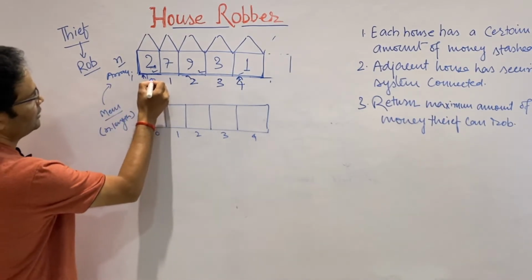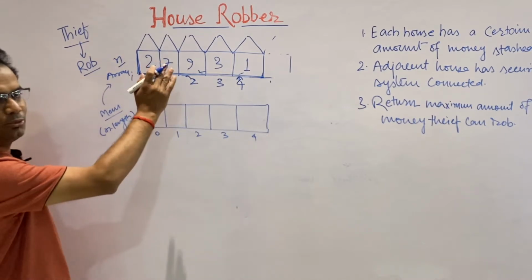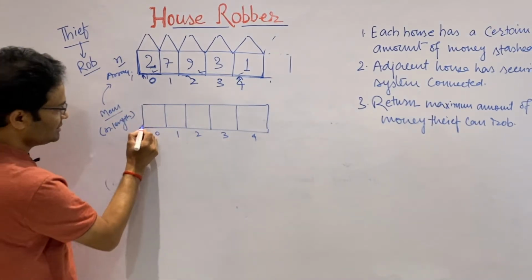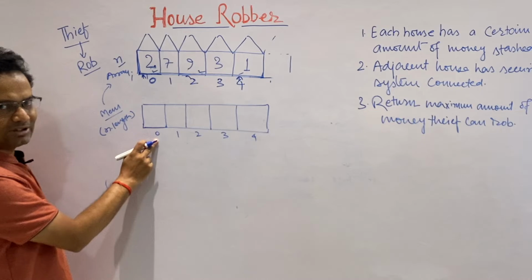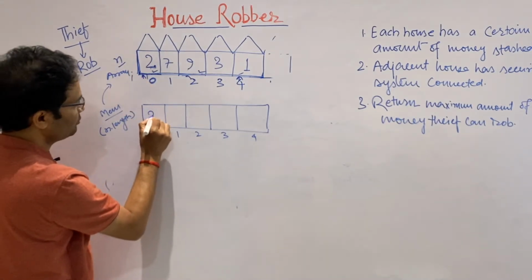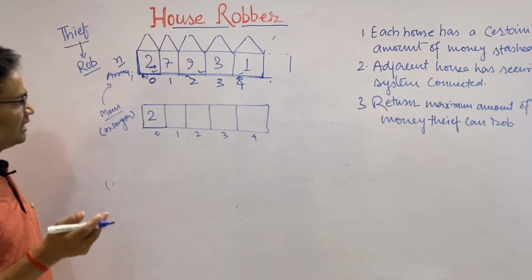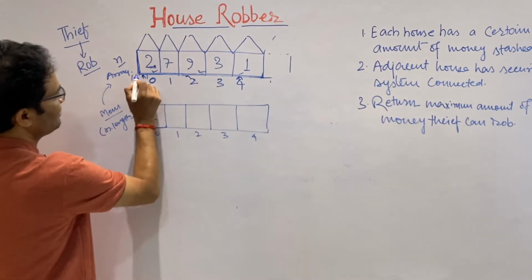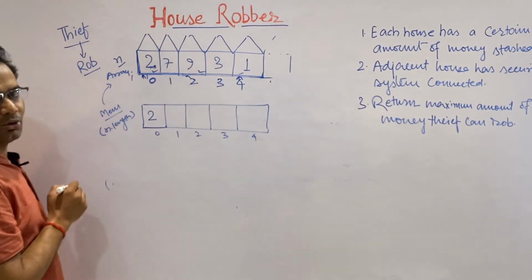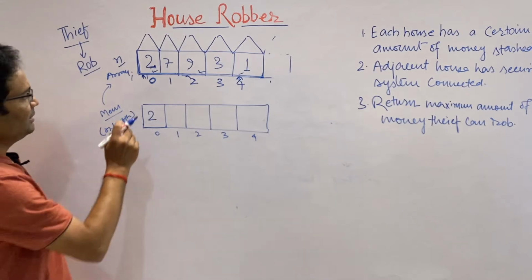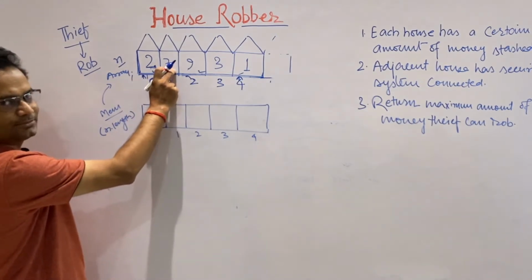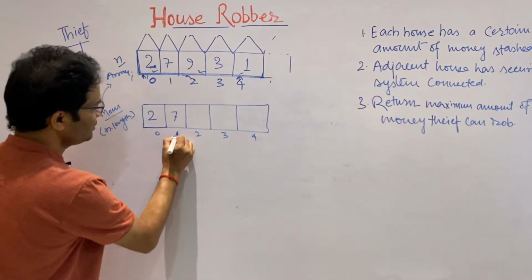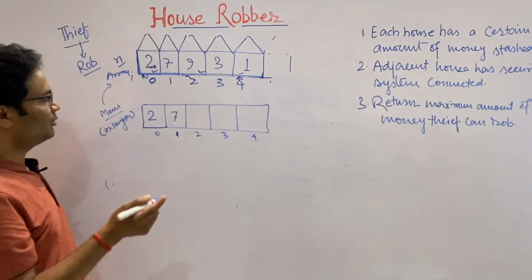So suppose they come at the 0, suppose only one house is there, and that house number is 0. At this position, how much maximum can the thief rob? Maximum he can rob 2, because only one house is there. Next, suppose now they have 2 houses. Forget about this part, think about only the 2 houses. If they have 2 houses, how much maximum can they rob? If they rob 2, they cannot rob the 7. So the good option is that he can rob the 7. So till house number 1, his maximum robbed amount is 7.